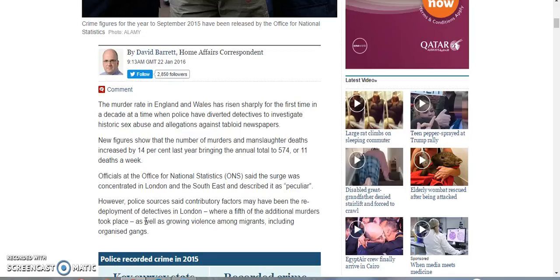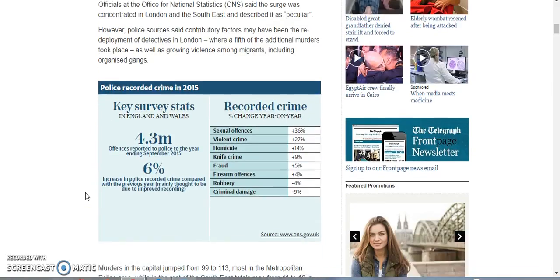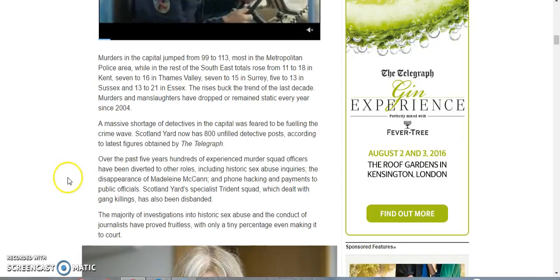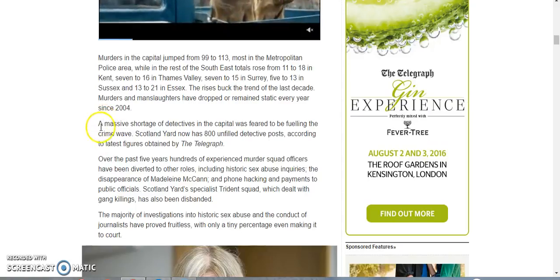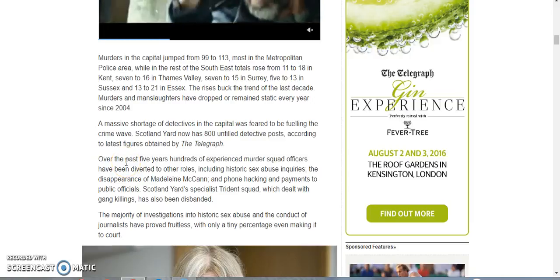And again, they're very much pushing this viewpoint where these murders are happening in London because of gangs and migrants and things like that. Is that strictly true? Well, police sources seem to think so, but how many other police officers agree with them? We don't know, do we? So, they're then going on to go into a bit more detail and sort of promote their particular point of view.